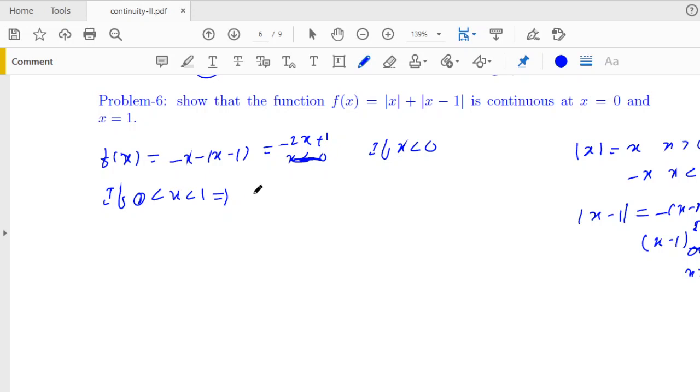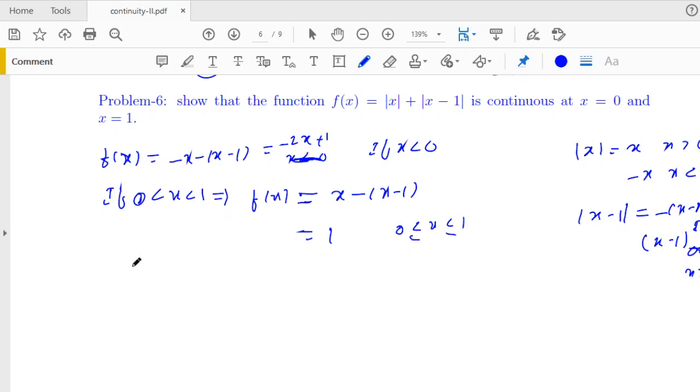Therefore the function value f of x, when x is greater than 0, mod x equal to x, minus of x minus 1. Therefore this value equal to x cancels, only 1. Therefore when 0 is less than x is less than 1, and also equal. This is also true for equal values also.